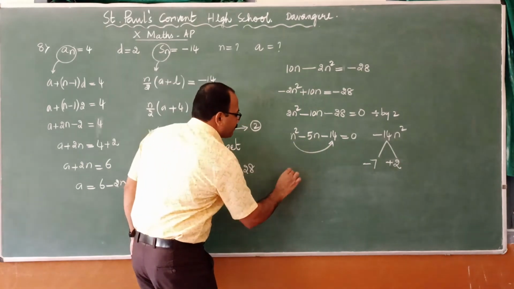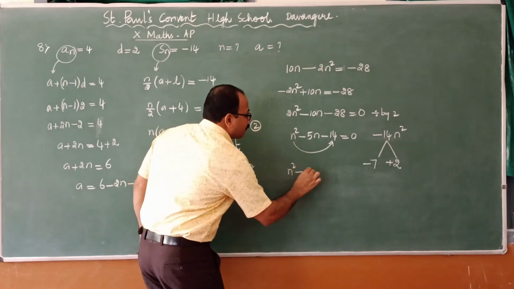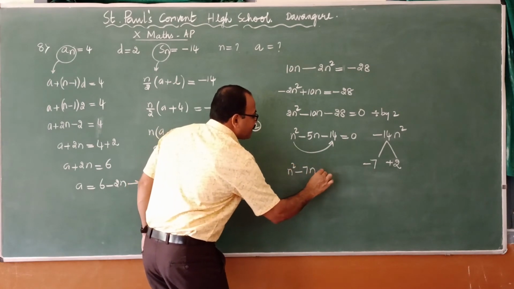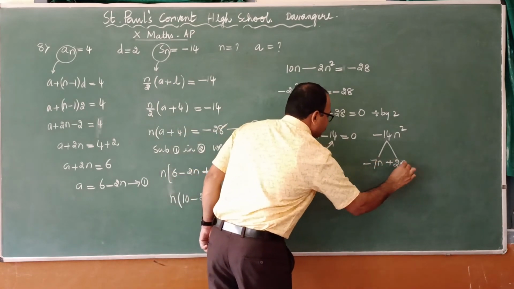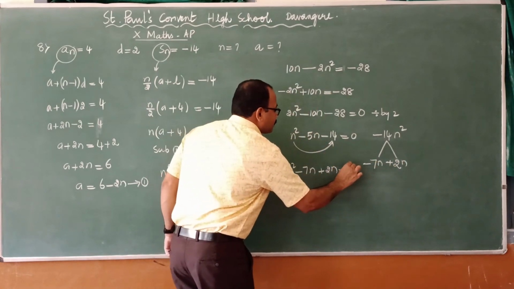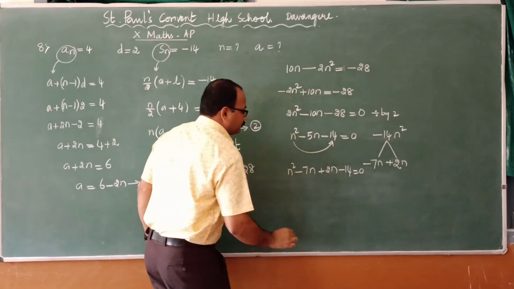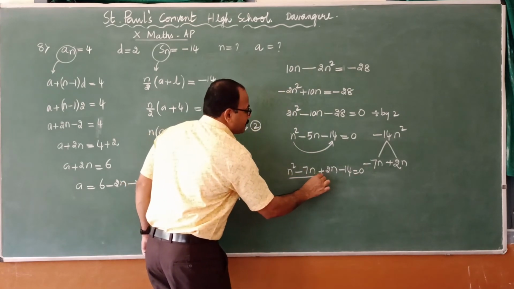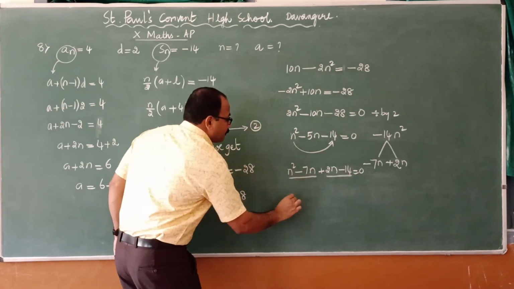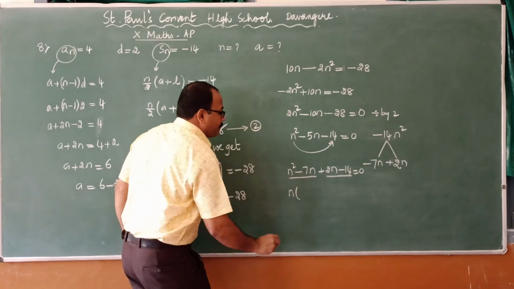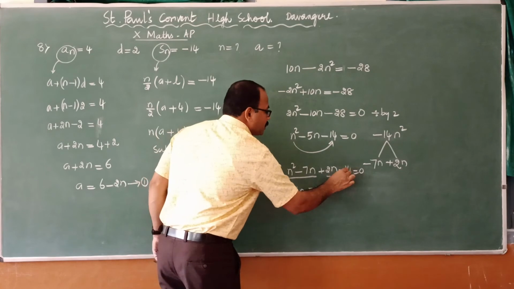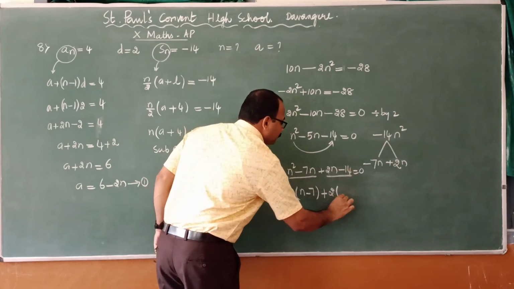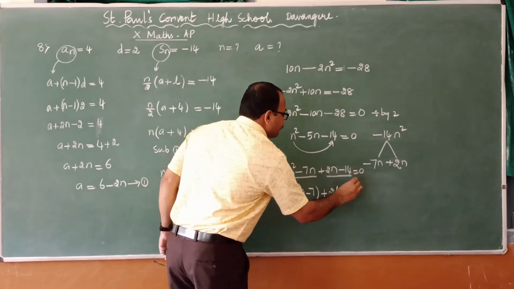Therefore, on simplification, n square minus 7n plus 2n minus 14 is equal to 0. Grouping and factorization, children. N is common: n into (n minus 7), plus among these two, 2 is common: 2 into (n minus 7).